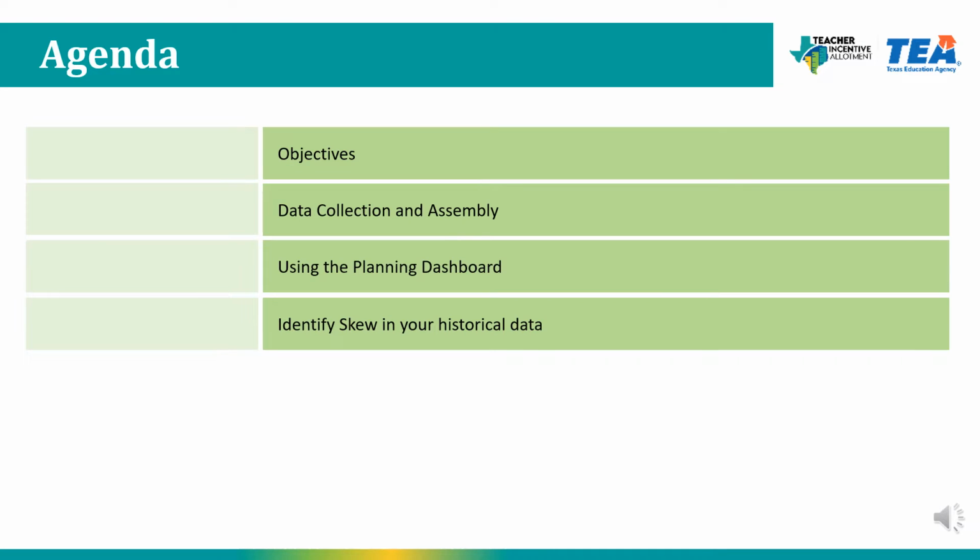In this recording, districts will begin with an overview of the objectives, followed by information on understanding the data collection and assembly process. Then districts will move to using the TIA planning dashboard and learn how to import data into the analysis tool. Finally, once the data is uploaded into the dashboard, districts will be able to identify what skew exists in their historical data to better understand how to develop their local designation system.